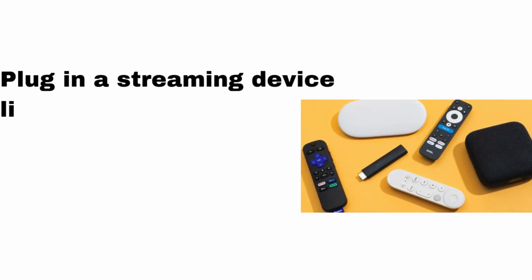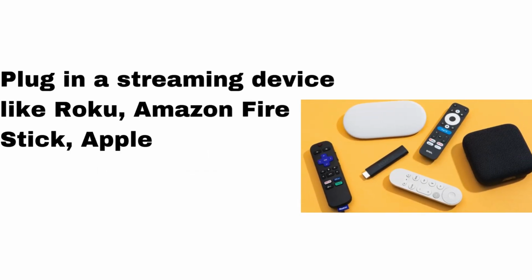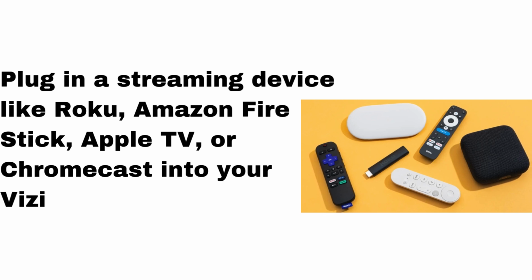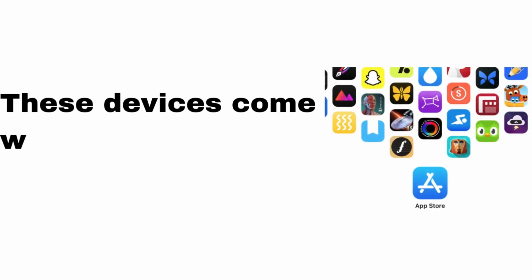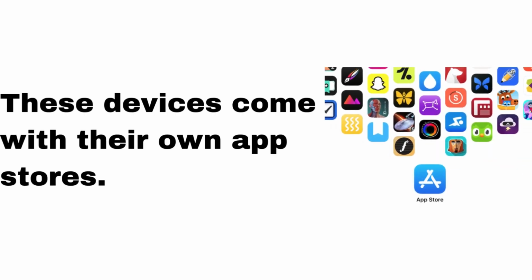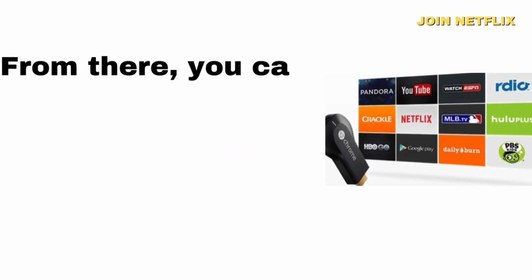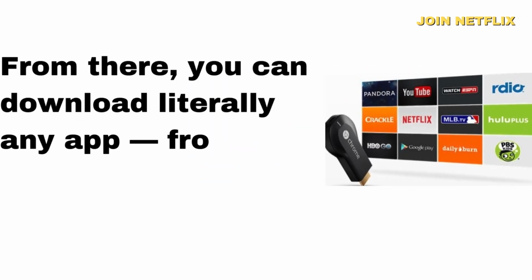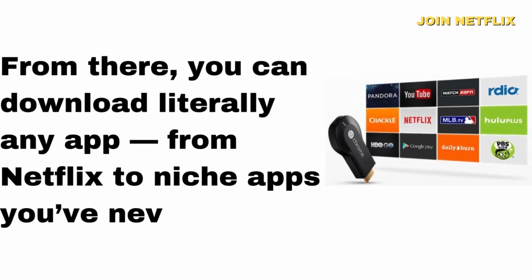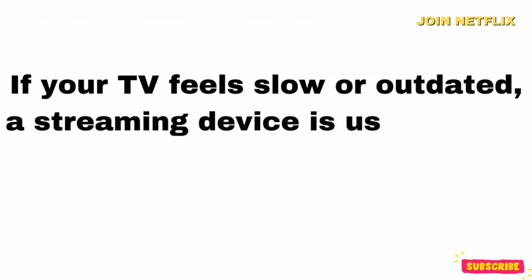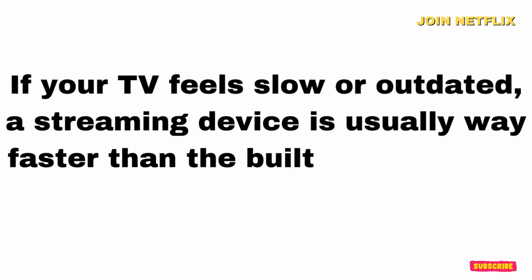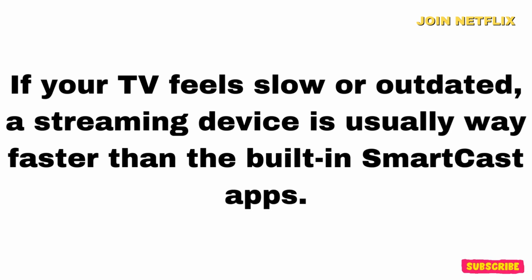Plug in a streaming device like Roku, Amazon Fire Stick, Apple TV, or Chromecast into your Vizio TV's HDMI port. These devices come with their own app stores. From there, you can download literally any app, from Netflix to niche apps you've never heard of. If your TV feels slow or outdated, a streaming device is usually way faster than the built-in SmartCast apps.